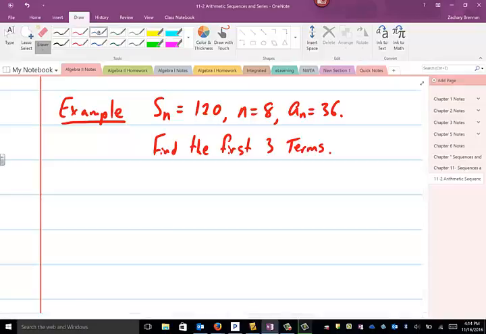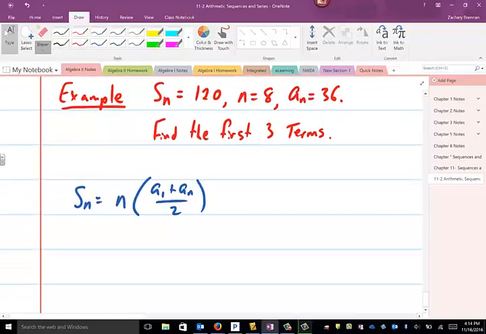As soon as I saw that S sub n, and I wrote that down first, I knew that I need that other formula: S sub n equals n times a sub 1 plus a sub n over 2. I need that formula. Plug in what you have. S sub n is 120, and this time they gave me n is 8. Oh, I'm missing a sub 1. So I'm missing a sub 1, but it's going to be plus 36 over 2.